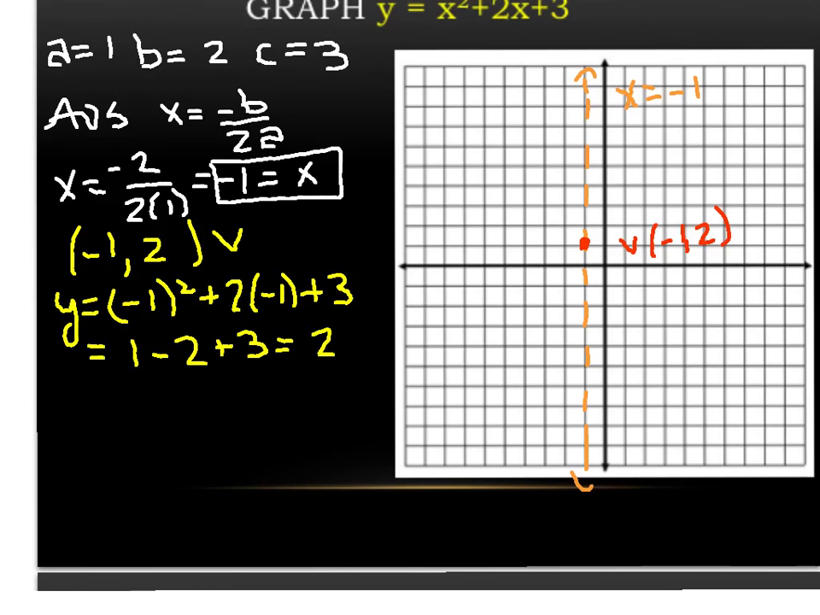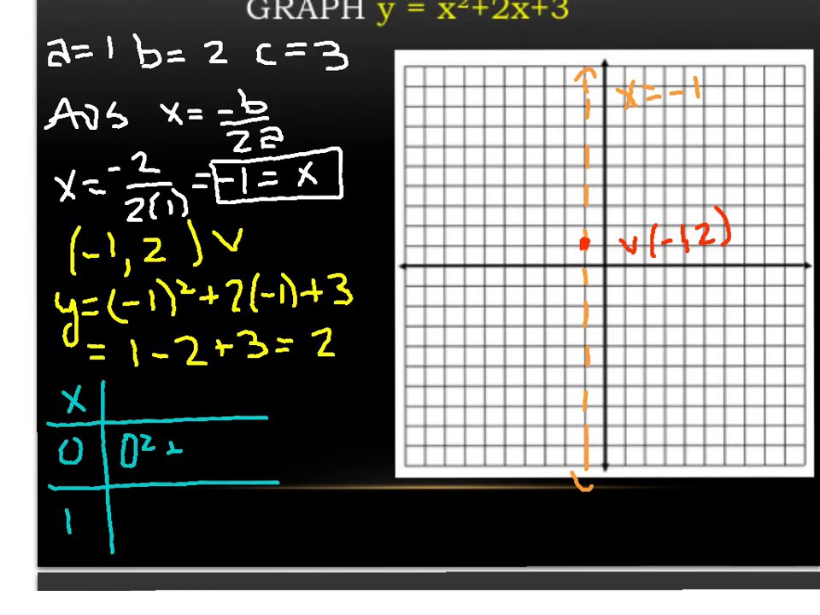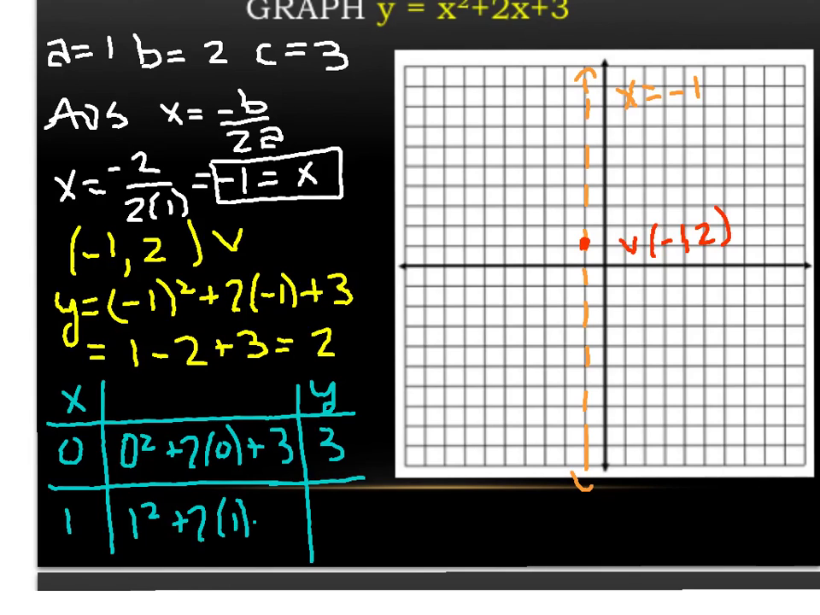Okay. Now I need points on either side of my vertex. Well, I'm going to go ahead and pick easy points. So I'm going to pick 0. And I'm going to pick 1. So plugging in 0, 0 squared plus 2 times 0 plus 3 is going to leave me with 3 for my y. And then plugging in 1, 1 squared plus 2 times 1 plus 3 is going to leave me with 1 plus 2 plus 3. So that's going to leave me with 6.